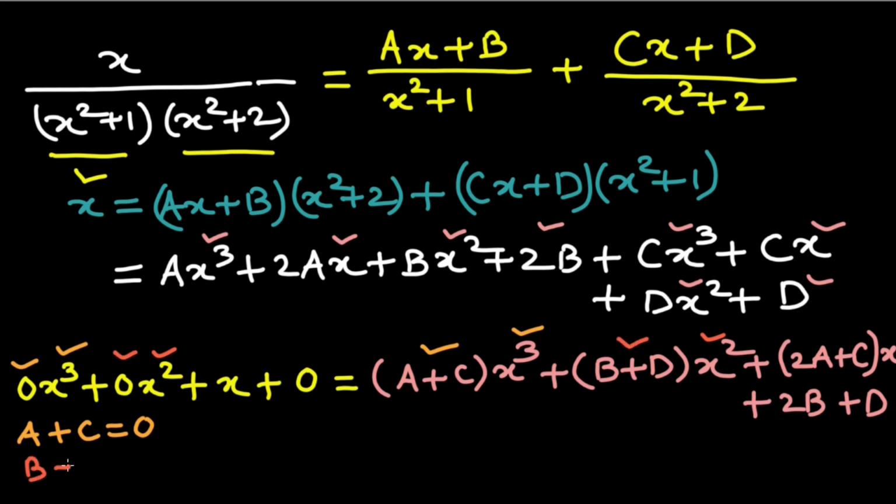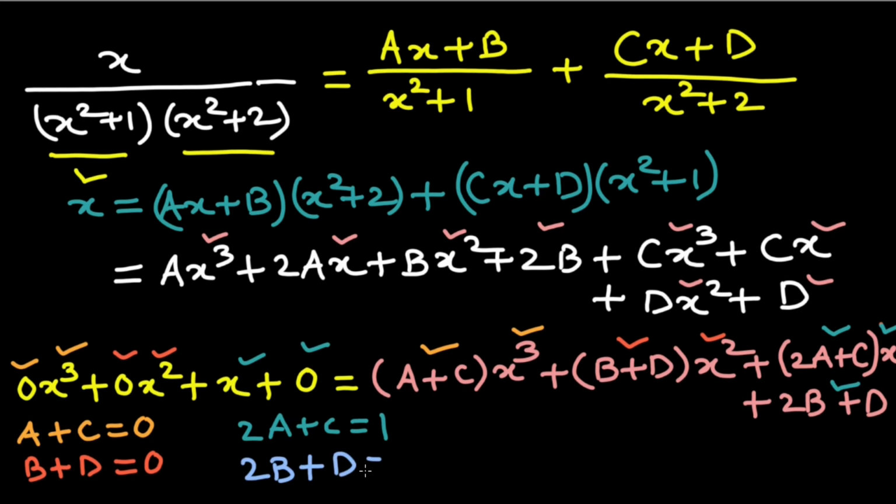So b plus d equals 0. So this is our second equation. Next, we will equate the coefficients of the x terms. So we will write 2a plus c equals 1. And finally, we will equate the constant term to 0. So that gives us 2b plus d equals 0.